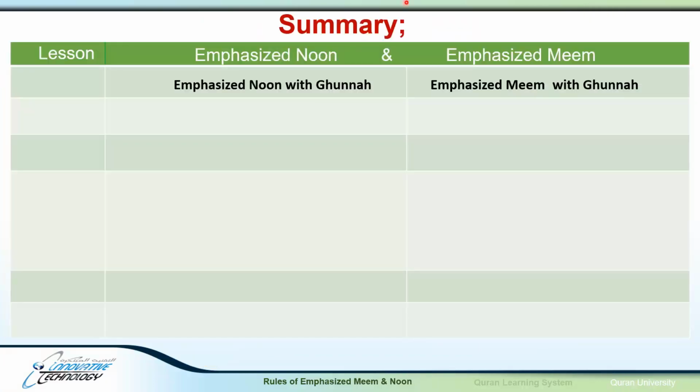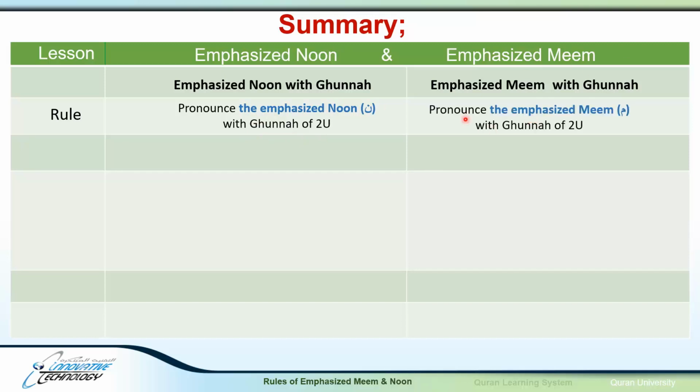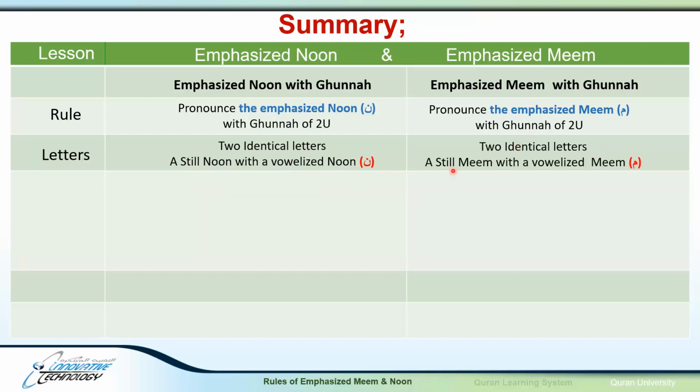Now we'll summarize what we have learned in this lesson in one slide. Emphasized Noon, where we give it Ghunnah, and Emphasized Meem, also given Ghunnah. The rule: pronounce the emphasized Noon with Ghunnah for 2 units. And the rule here is pronounce the emphasized Meem with Ghunnah for 2 units. And the letters are 2 identical letters, still Noon meeting a vowelized Noon. And here is still Meem meeting its identical twin, vowelized Meem.